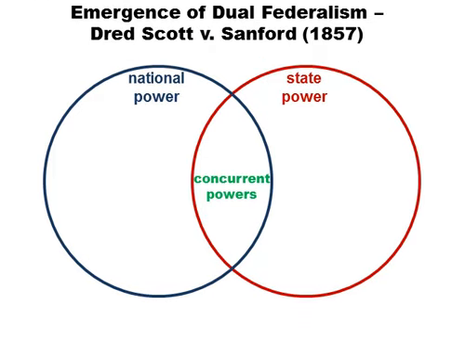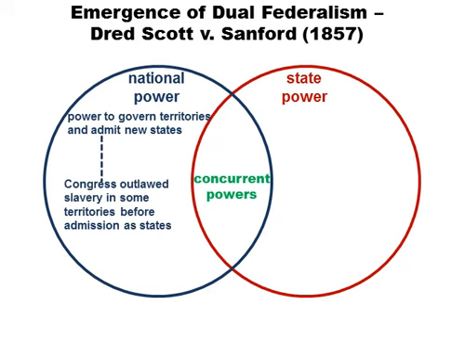The Constitution gives Congress power to regulate territories and admit new states. Congress had prohibited slavery in some territories before they became states. Dred Scott, born a slave, claimed that by living in those territories, he'd become a free citizen. For 30 years, this act of Congress was seen as within its power. The Dred Scott decision declared it unconstitutional.